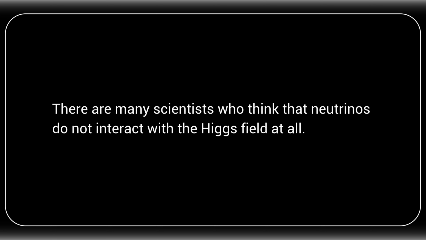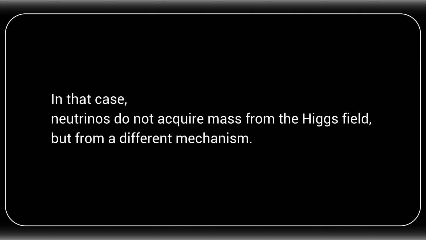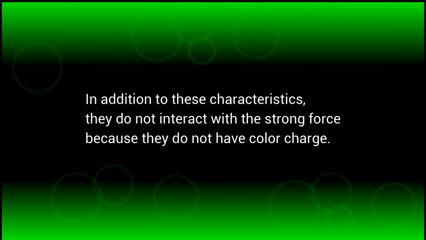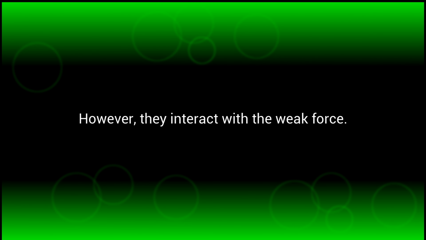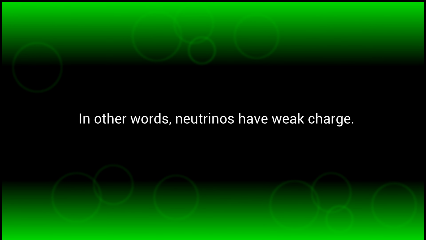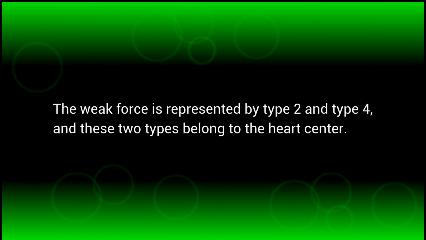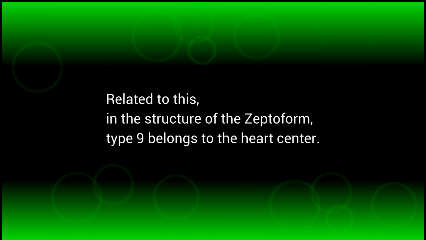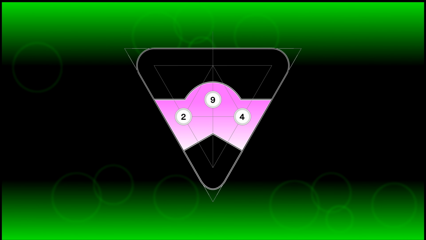Note: there are many scientists who think that neutrinos do not interact with the Higgs field at all. In that case, neutrinos do not acquire mass from the Higgs field, but from a different mechanism. In addition to these characteristics, they do not interact with the strong force because they do not have color charge. However, they interact with the weak force. In other words, neutrinos have weak charge. The weak force is represented by type 2 and type 4, and these two types belong to the heart center. Related to this, in the structure of the Zeptoform, type 9 belongs to the heart center, as illustrated.